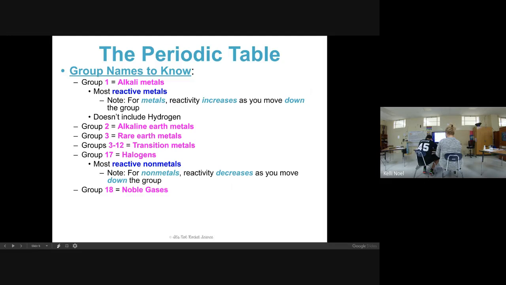And then you have the noble gases. These are non-reactive. It takes a full outer energy level to be stable. They're not going to run and react with anybody. Any other elements, they want to stay by themselves. So they have 8 valence electrons, except for helium that has 2.